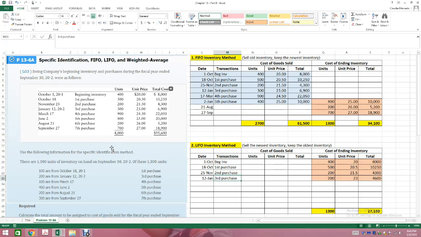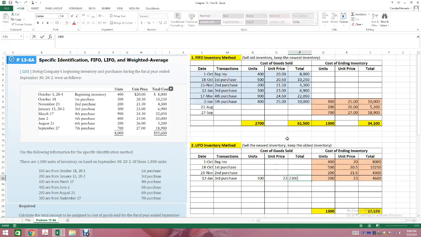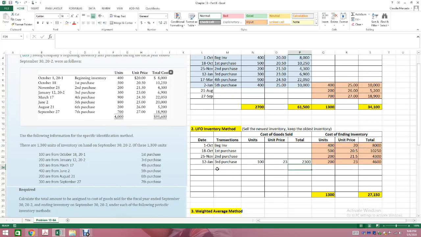Now let's go back to the third purchase. We had 300 units. 200 of those units were not sold. But that means that 100 units were sold. So we did sell 100 units at $23. Let's get the calculator. 100 times 23. That's $2,300. Okay, so now we just move on. Now that this column is figured out, I know that everything else from the third purchase down was sold, because we are selling the newest inventory.